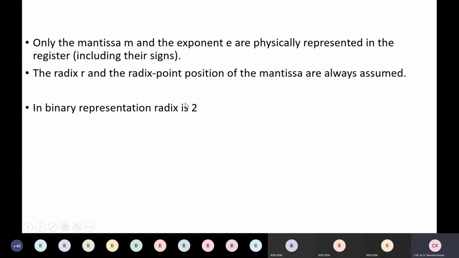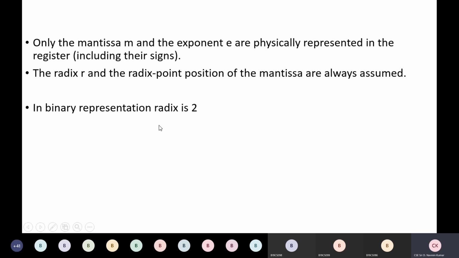Internally in the hardware, only the mantissa M and the exponent are physically represented, and the remaining are assumed. That is, the radix and the radix point position are generally assumed, because by default in binary the radix is 2 and the format is 1.m. So there is no internal representation for them. In the hardware, registers hold only the mantissa M and the exponent.